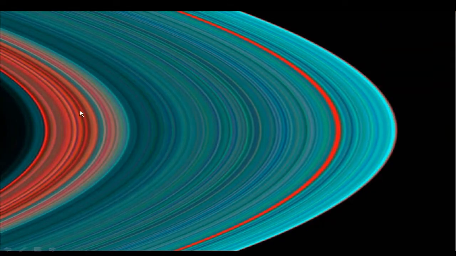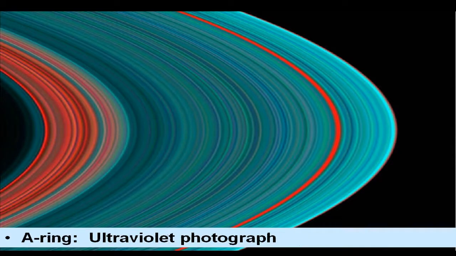This is a color-enhanced ultraviolet photograph of Saturn's ring system. That's the A ring. And here's the C and B ring, ultraviolet. So that means colors were assigned for each ultraviolet frequency to give you this mapping.